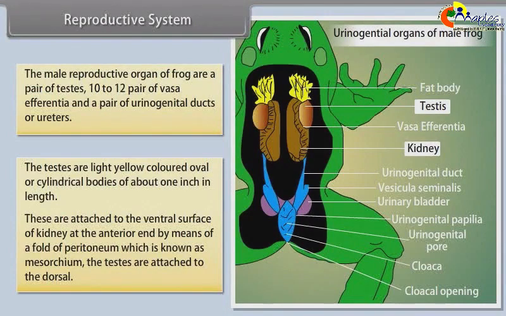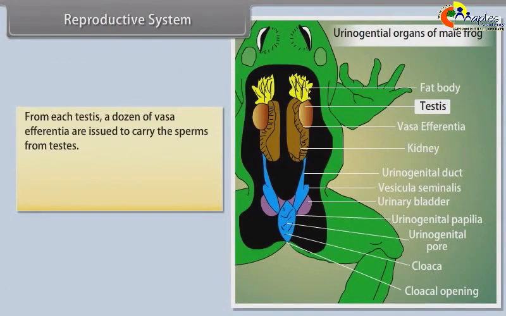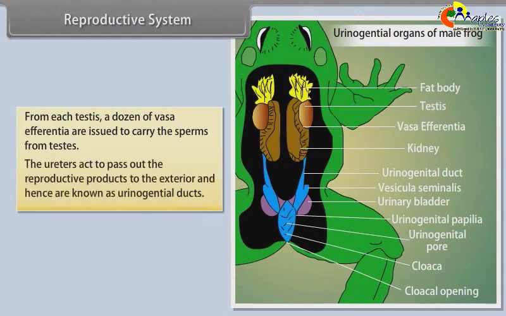The testes are attached to the dorsal. From each testis, a dozen of vasa efferentia are issued to carry the sperm from testes. The ureters act to pass out the reproductive products to the exterior and hence are known as urinogenital ducts.